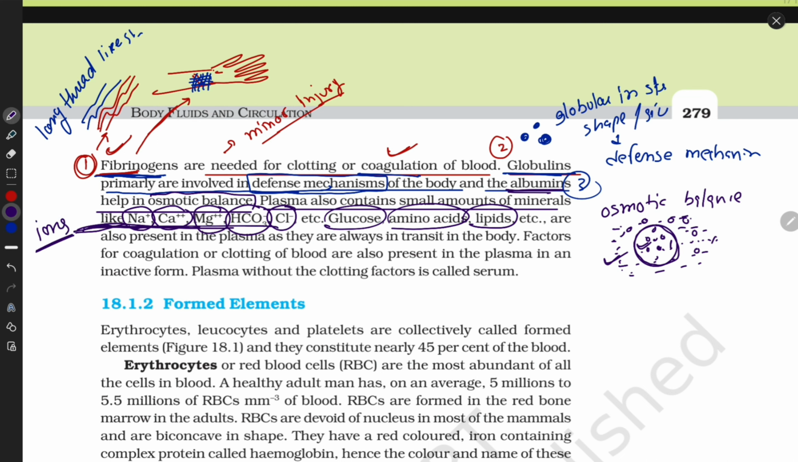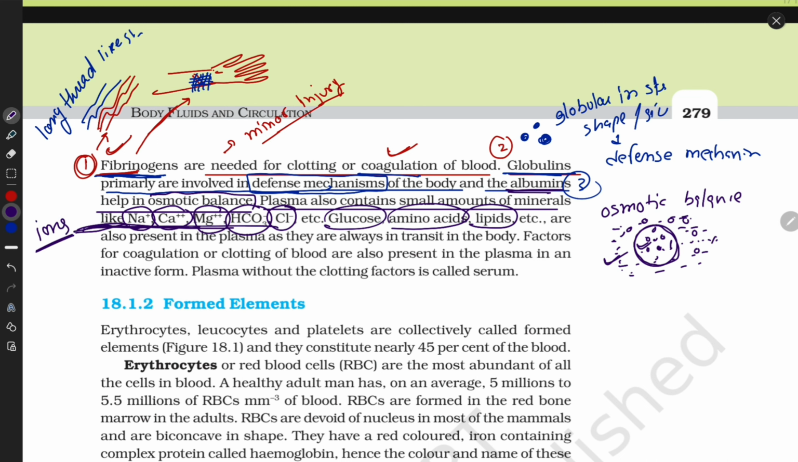Amino acid is the structural and functional unit of protein. And what is lipid? Lipids are hydrophobic in nature. Our plasma membrane is made up of a hydrophobic phospholipid bilayer. Look here, lipid bilayer.